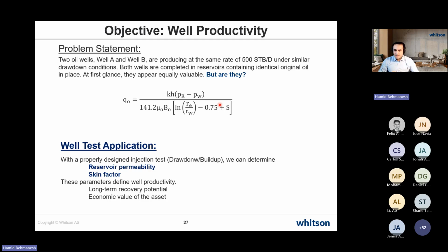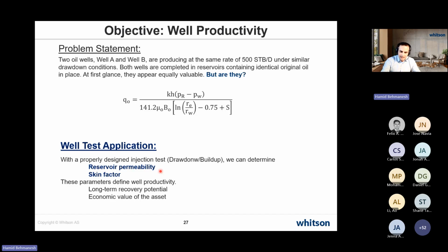Why does that matter? Because it impacts long-term recovery potential, as well as the economic value of the asset. If my permeability is 100 millidarcy and the other well's permeability is 10 millidarcy, it definitely impacts the well spacing decision-making process in the future. So my choice is going to be reservoir permeability. The well that accesses higher reservoir permeability, I'm going to pick that. Why? That's mother nature, and I cannot do anything about the reservoir permeability.